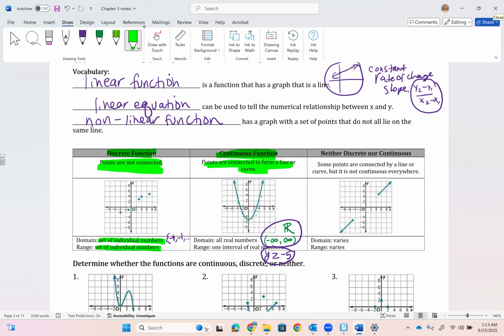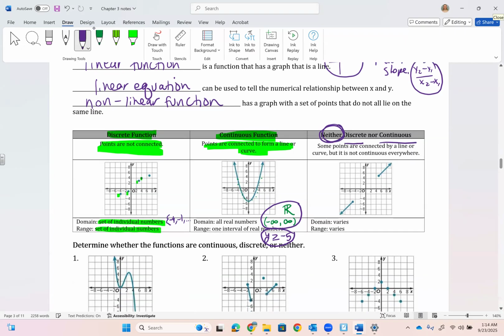So this is not discrete because it's not a bunch of dots. So this would be individual specific dots. And then it's not continuous. There's a break. Okay. And so it's harder to describe the domain and range on this one. Again, you'll work on that as you get older. So this would be neither. Okay. Not discrete or continuous. And so it's going to be neither.